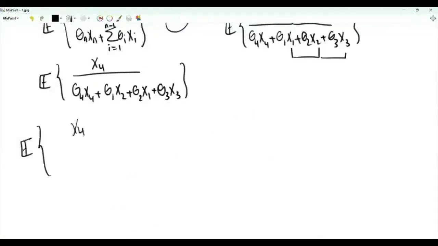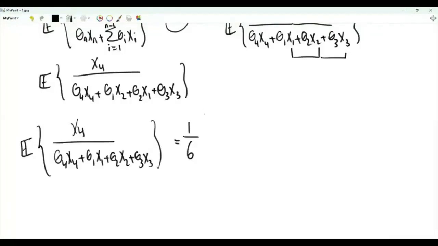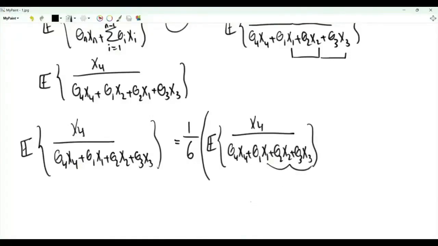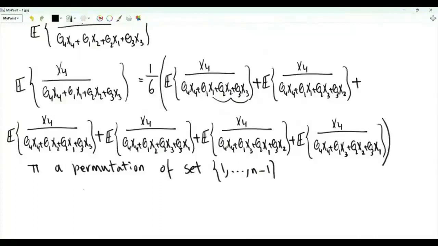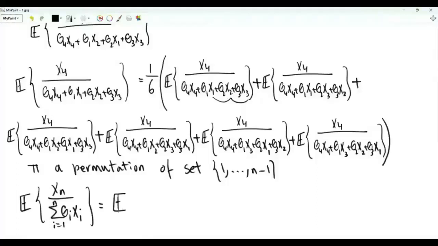I can write the expectation of x4 divided by θ4 x4 plus θ1 x1 plus θ2 x2 plus θ3 x3 as 1 over 6 times a copy of this expectation plus 5 other expectations that involve the 5 other arrangements of the random variables x1, x2, and x3. For a general n value, defining π to be a permutation of the set of positive integers from 1 to n minus 1, exploiting the linearity of expectation, the expectation of interest can be written as an expectation. We sum over π, the permutations.